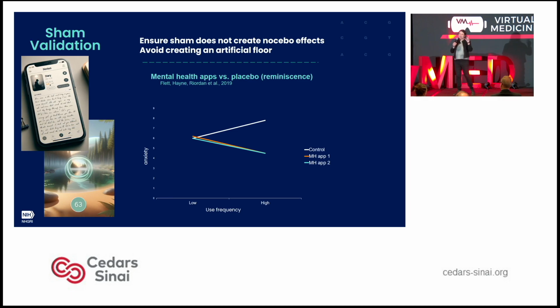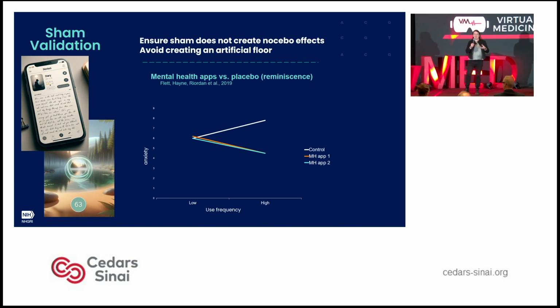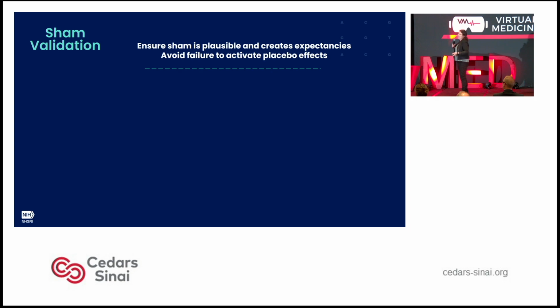Now, there's reasons why the researchers think it happens. It doesn't really matter. This was meant to be neutral. It was not neutral. So then if you go in and compare the two, that's not really a fair comparison, because in the control condition, you've now made the symptoms worse. And then the final thing I'll talk about is ensuring that our sham is plausible and it creates expectancies that it's going to make people feel better.